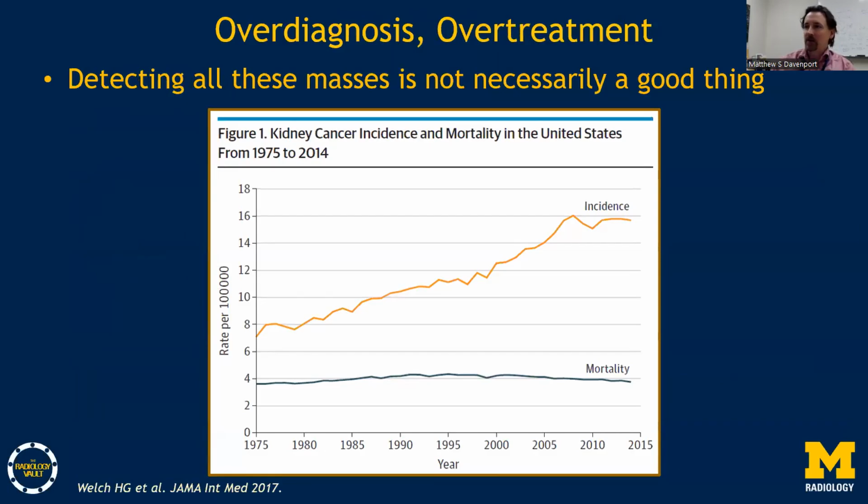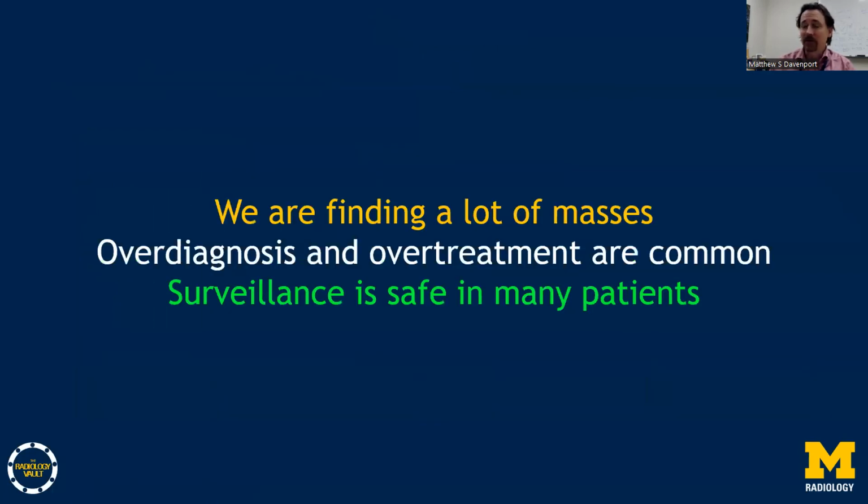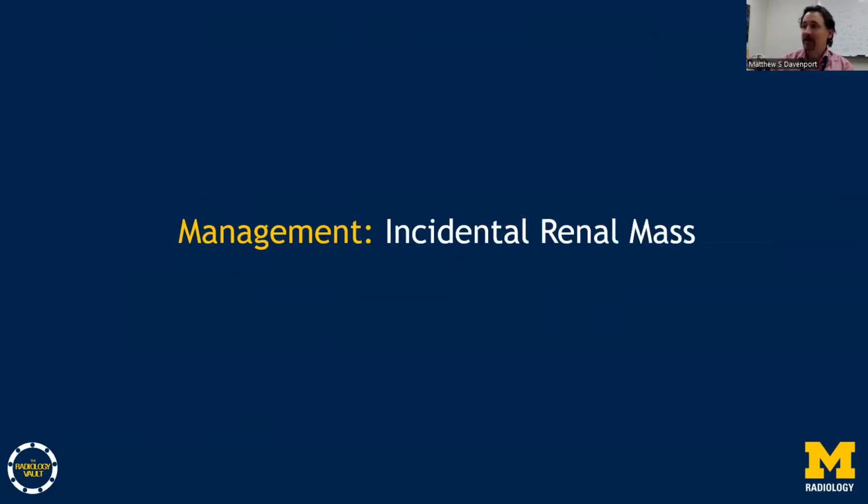And these data show the challenge, where the incidence of renal cell carcinoma is going up significantly since 1975, but the mortality is not changing very much. Only in the last few years has it started to mildly decrease. And this kind of graph implicates overdiagnosis and overtreatment. So we're finding a lot of masses, but we're maybe not always delivering value when we find them. In most patients with a small renal mass, surveillance can be safe.